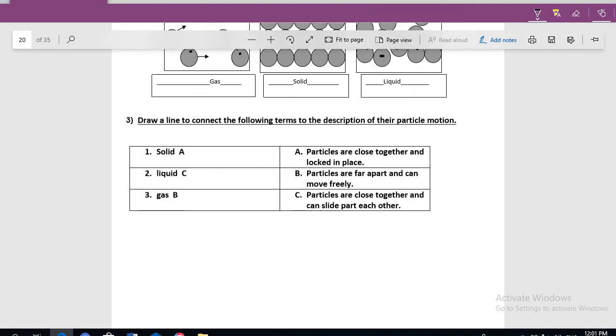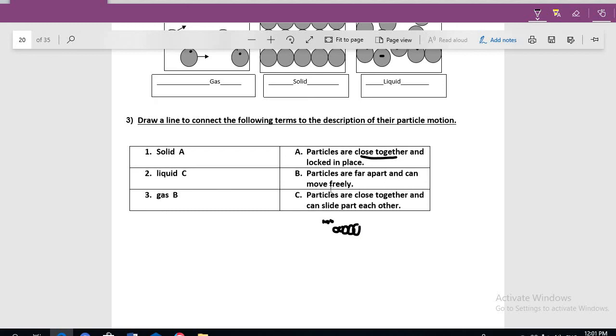Third one, solid. Particles are close together and locked in place, like a mobile. Mobile is a solid. So the particles that make up the mobile are very close together and locked in place, like this.